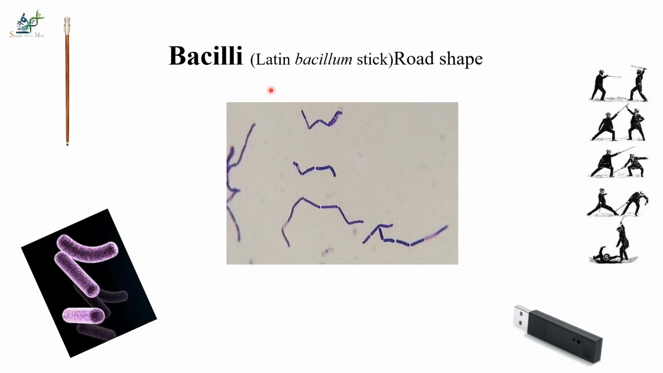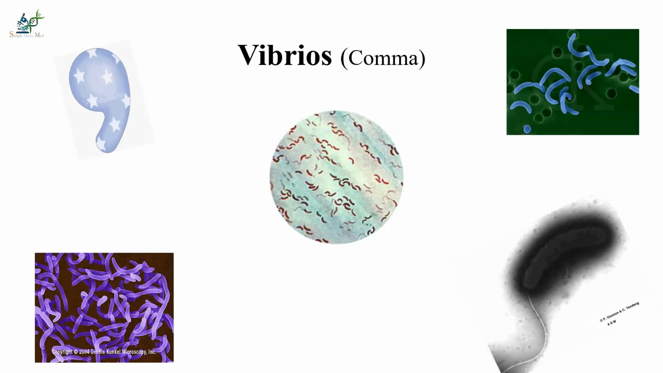Bacilli. Bacilli, from the Latin bacillum meaning stick, are rod-shaped bacteria. This is the gram stain picture of Anthrax bacilli. Bacilli, the rod-shaped bacteria. Vibrios are comma-shaped bacteria. Here you can see this is a comma-shaped or curved bacteria, and this is the gram-stained picture of Vibrio cholerae. This is the causative agent of cholera.